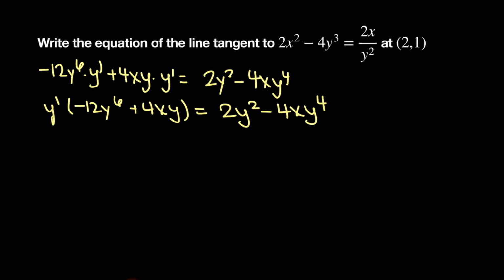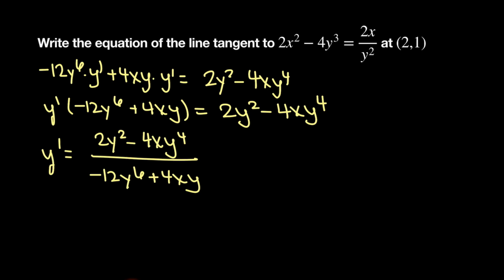All right, almost done. To finish, I'm going to factor out the y prime on the left-hand side. I'm left with negative 12y to the 6th plus 4xy. I can divide by that. And y prime is 2y squared minus 4xy to the fourth all over that negative 12y to the 6th plus 4xy. All right, so there's my derivative. Let's see, we're not done with this problem though.